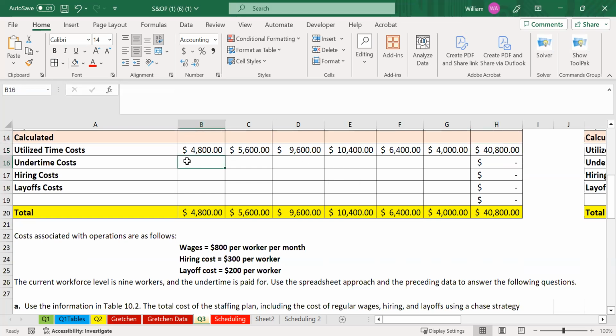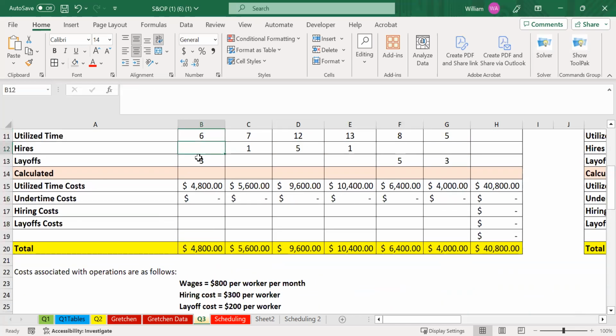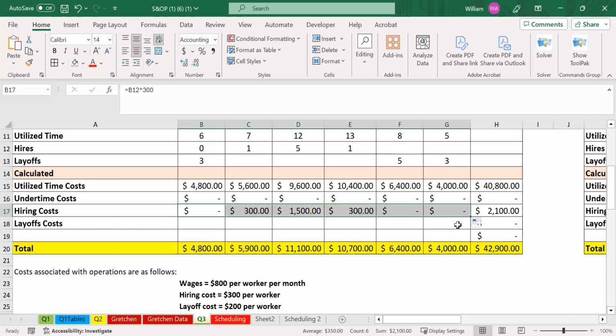Okay, undertime cost: there was no undertime. We got the right amount of employees, so there are no undertime costs. Hiring costs: we did incur some hiring. It costs $300 to hire an employee, $200 to lay off an employee. So in January, we hired 0 workers, right? So our hiring cost here would equal 0 multiplied by $300. And that formula stays the same, so I'll include it all the way to the end.